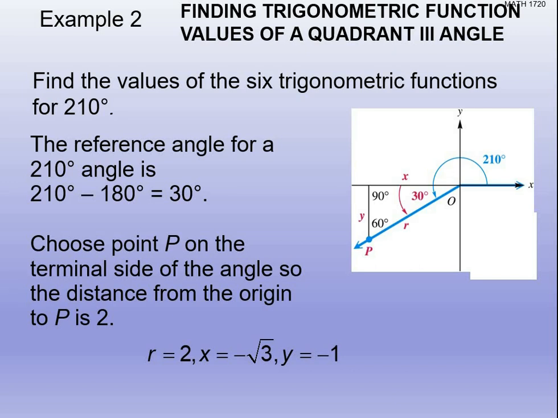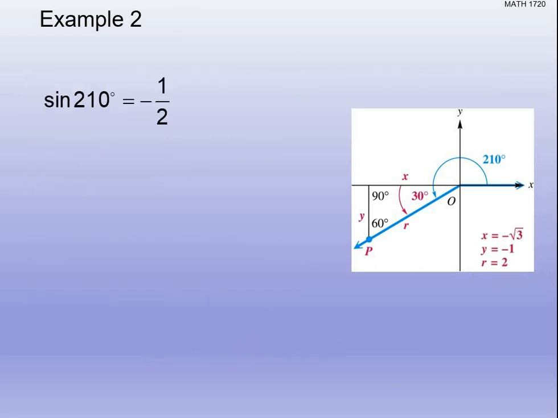So we know r is 2, x is the negative square root of 3, and y is negative 1. From all the previous couple lectures, we should all know how to write sine, cosine, tangent, cosecant, secant for all of these. So I want you to pause it and write the trig functions and then hit play and see if you got them all right based on that reference angle of 30 degrees. So everything you're doing is based on the 30.